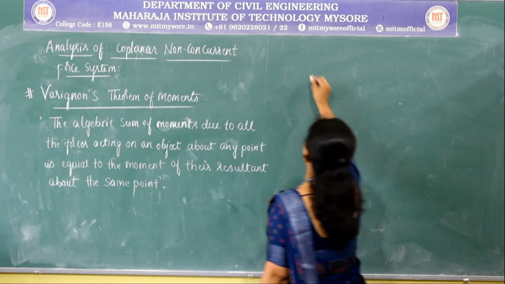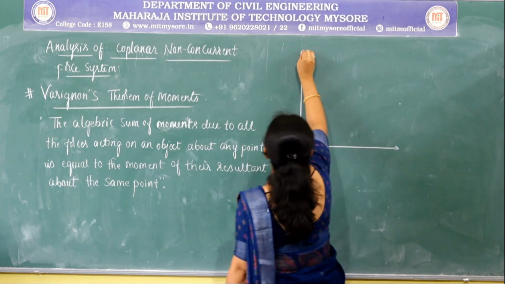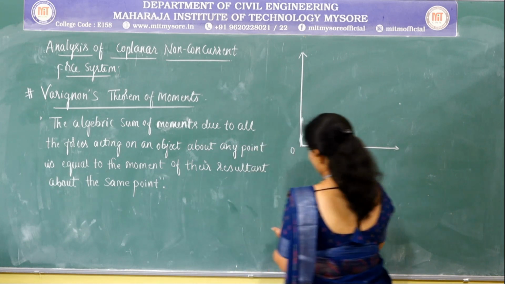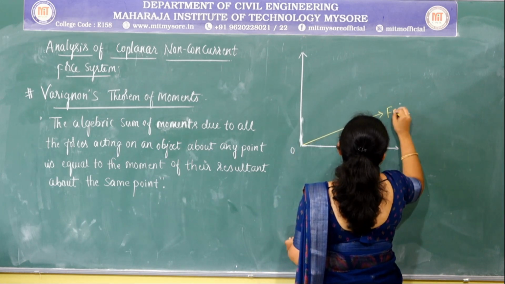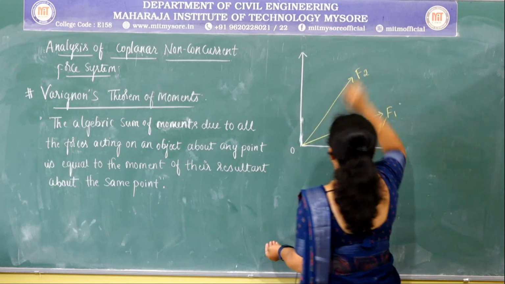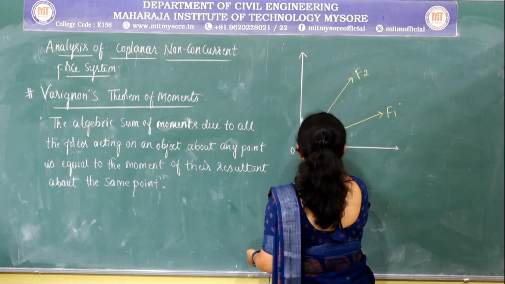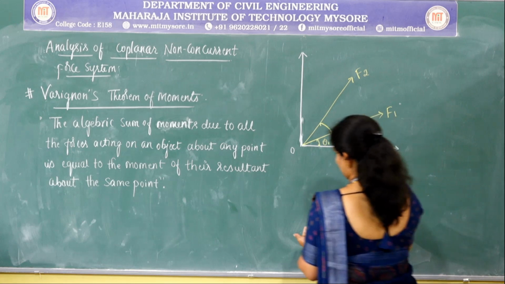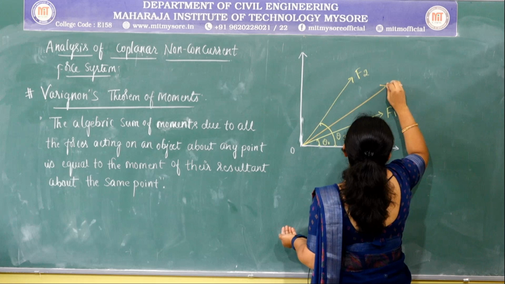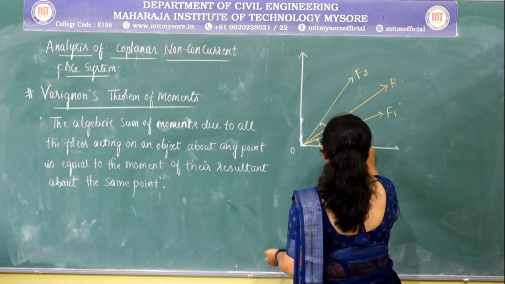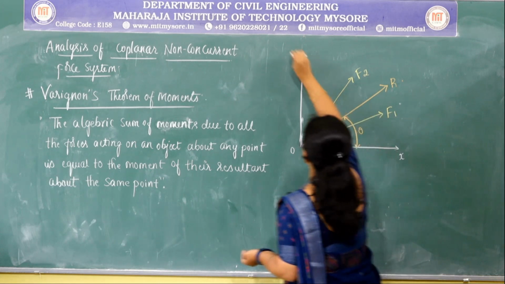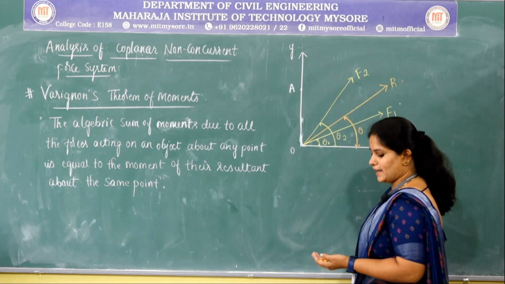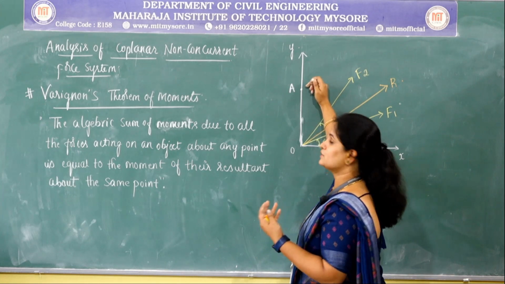So to prove this, let me consider a system of forces. So this is the origin. Let me consider two forces having magnitudes F1 and F2 which are concurrent at point O and inclined at angles theta 1 and theta 2 respectively with respect to the x-axis. Let R be the resultant force of these forces, which is inclined at an angle theta with respect to the x-axis, and let me consider a point A, about which we need to find the moment of these forces.